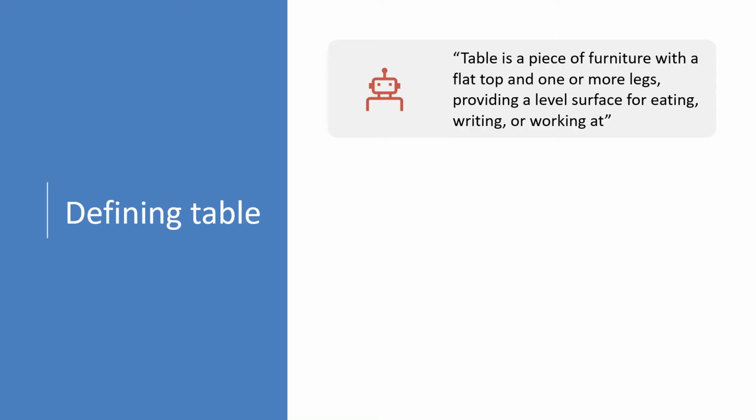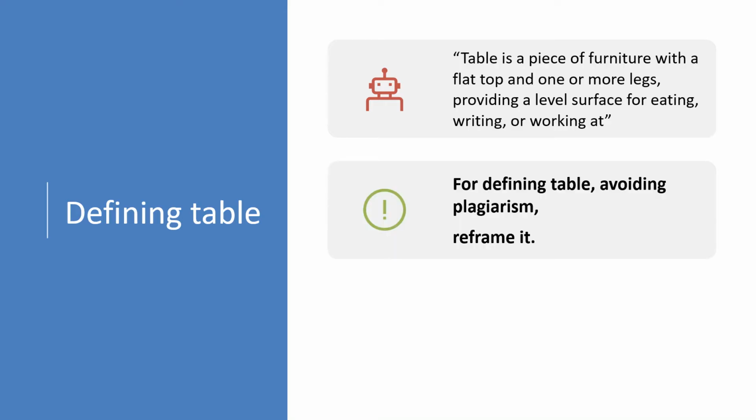Let us take one example. If you want to define table: a table is a piece of furniture with a flat top and one or more legs, providing a level surface for eating, writing or working at. So this is the basic definition of table. Now if you have to define table, how will you define it? You will define it like: table comes in the category of furniture. It has a flat surface and four legs, and it is used for eating and working. So maybe like that you will define a table.